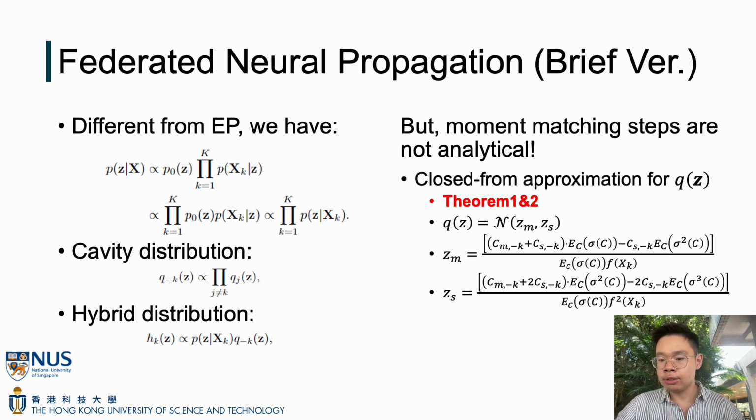So based on this, we can roughly follow EP update steps, for example, to derive the form of cavity and hybrid distribution. However, the moment matching steps are computationally intractable. We therefore propose a closed form approximation for the approximate posterior by Theorem 1 and 2 in the paper. So if you are interested, please check our paper for the proof.